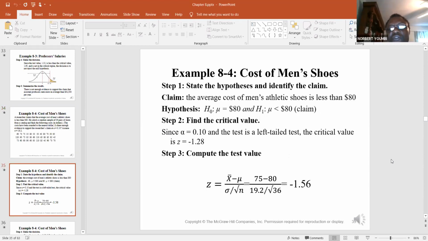Okay, good. So now we want to find a critical value. With alpha equal to 0.1, if you read the Z table, the Z value so that the area to the left is 0.1 is negative 1.28. And now using the sample mean of 75, if you compute the sample mean of the data, the hypothesized mean is 80. The standard deviation for the population was given as 19.2 divided by square root of 36, you get negative 1.56.